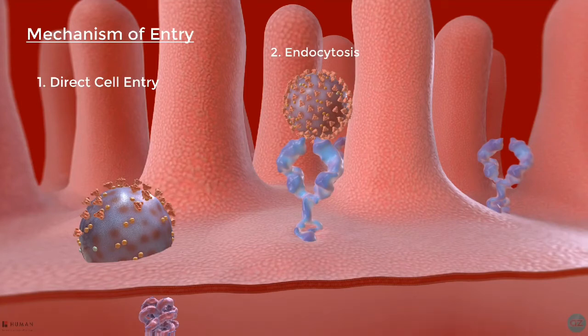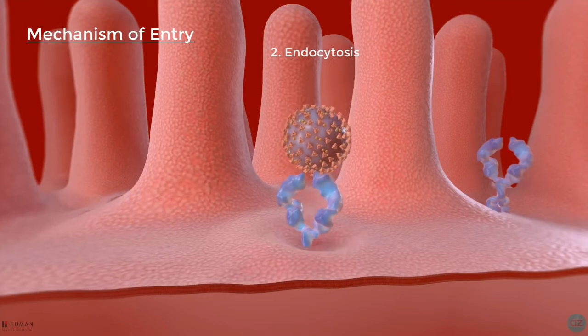As well as this mechanism of direct cellular entry, the virus may also enter the cell via endocytosis. This is the process by which material enters a cell after being surrounded by an area of the cell membrane, which then buds off inside the cell to form a vesicle.